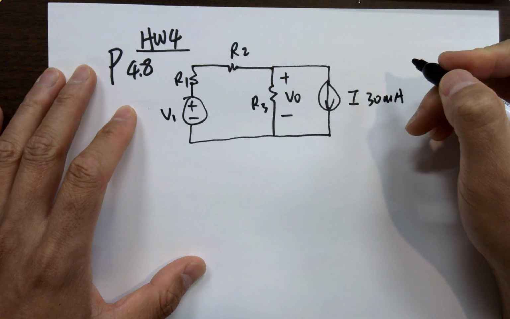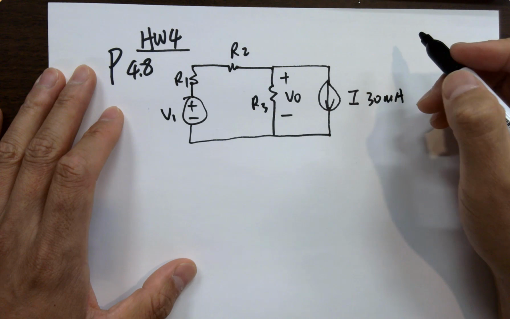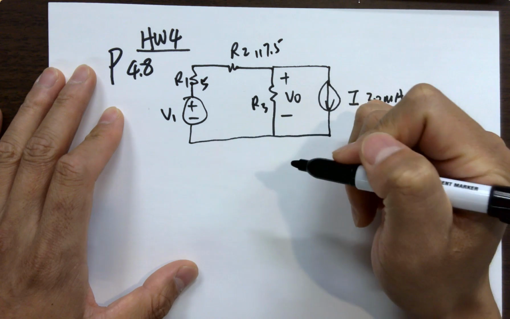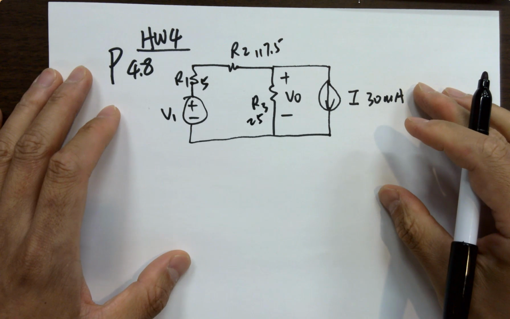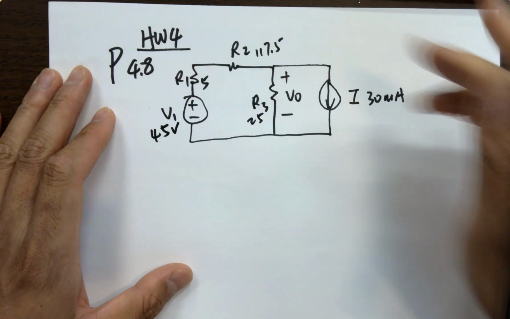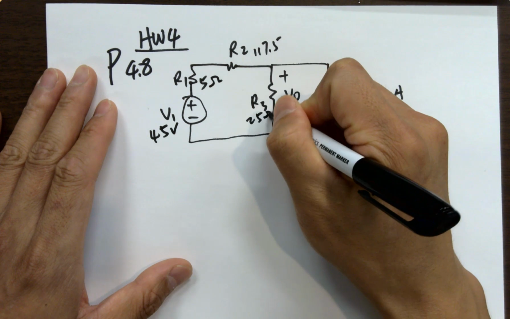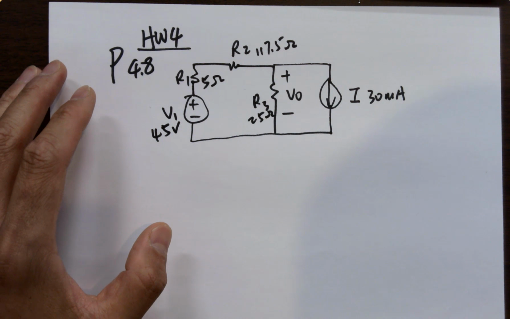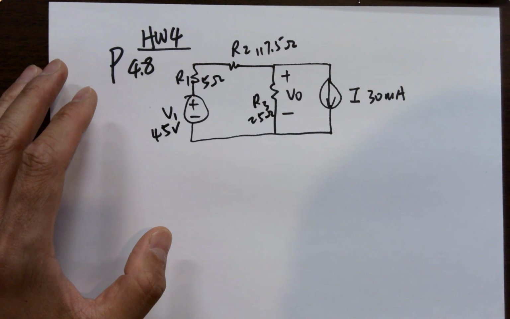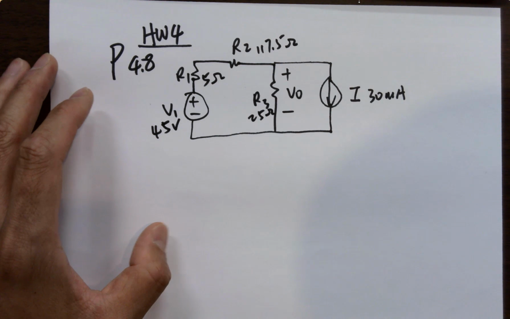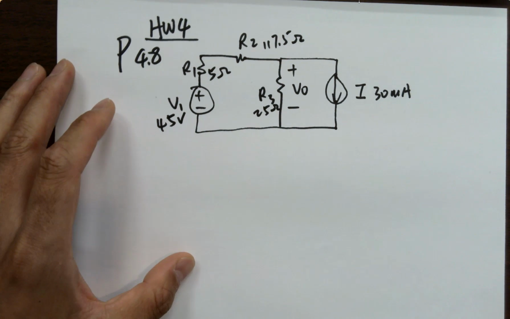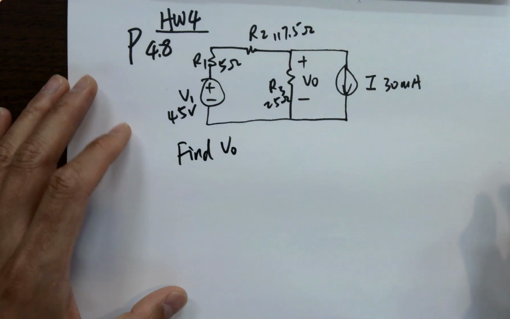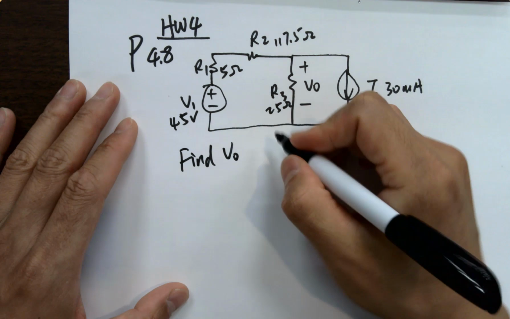Milliamps, R1, R2, R3 is 5, 117.5, and 25. V1 is 45 volts. It's asking you to calculate VL. What's going on? Okay. Find V out. Node voltage. Okay.